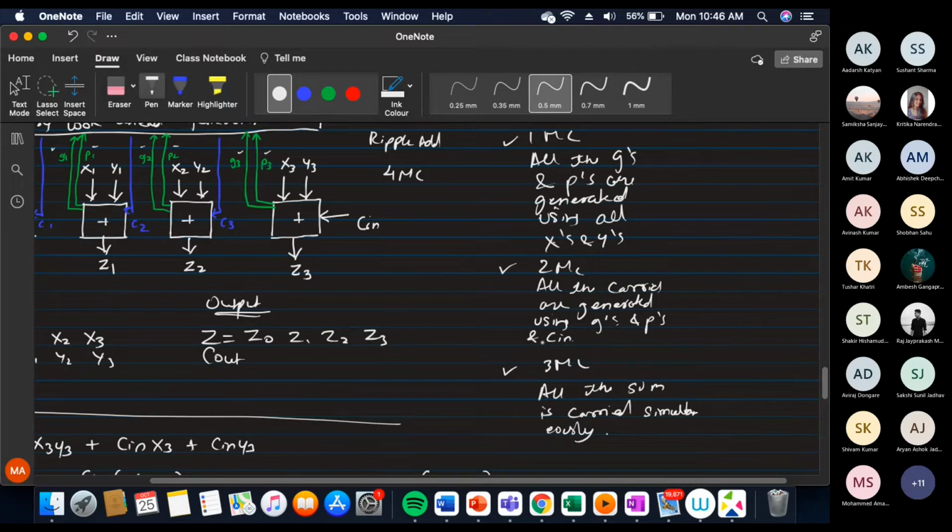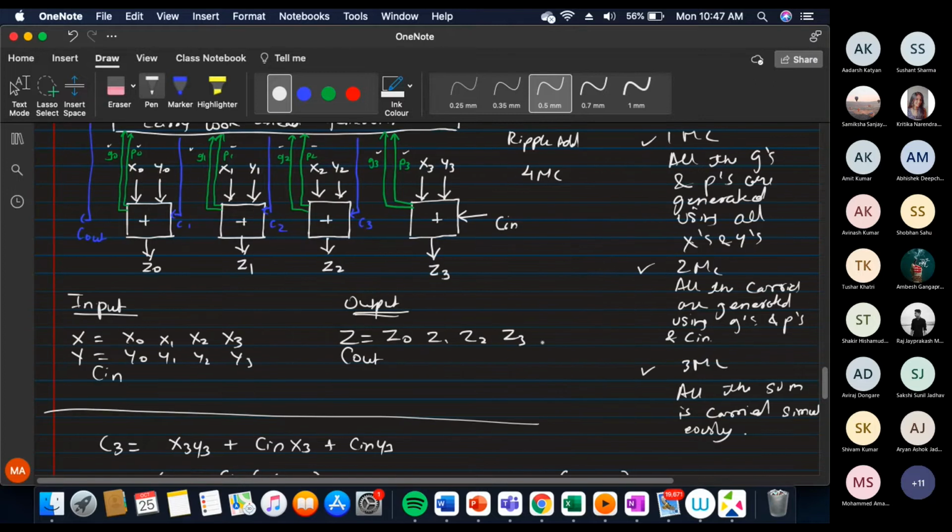Thus, this addition will require 3 machine cycles, be it a 4-bit number, an 8-bit number, a 16-bit number, or a 64-bit number. It will require exactly 3 machine cycles. Thus, this adder is comparatively much faster than your previous adder. Hence, the name fast adder. Is that clear? That is what is expected out of you.